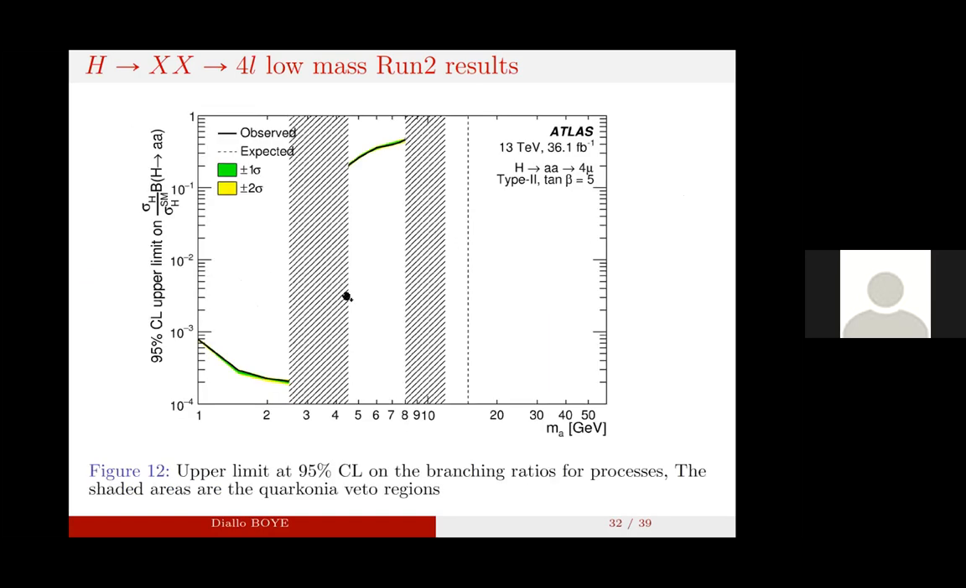And also we put limits on the branching ratio, on the ratio of the cross-section of the Higgs to AA and the cross-section of the standard model Higgs. And here again, you can see the quarkonium veto cut. We put this mask here. Yeah, and this is type 2 and tan beta equals 5 for the 2HDM+S model.